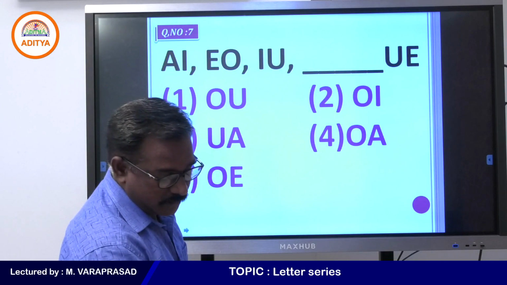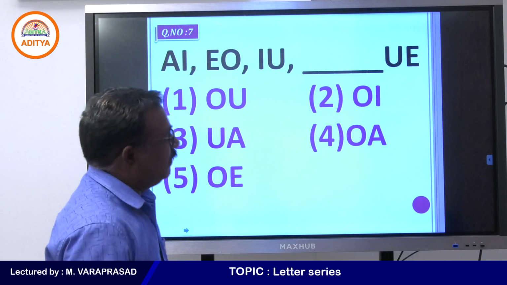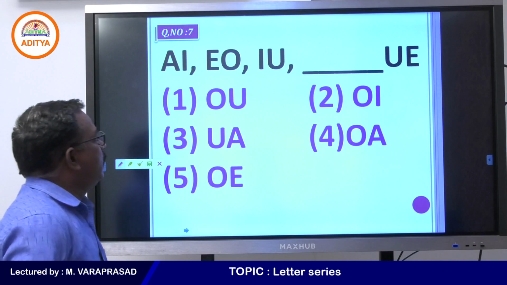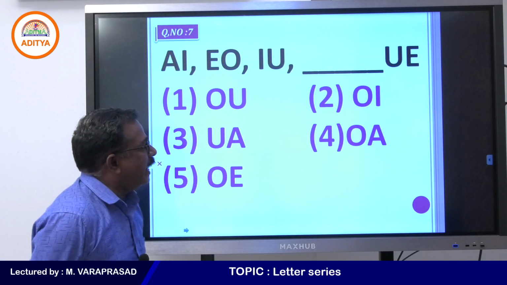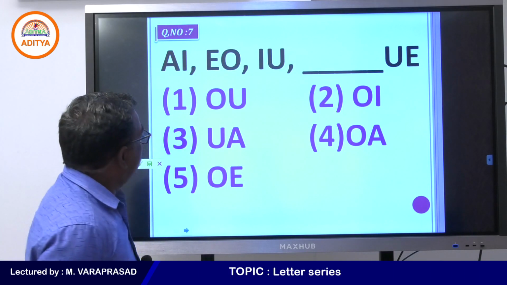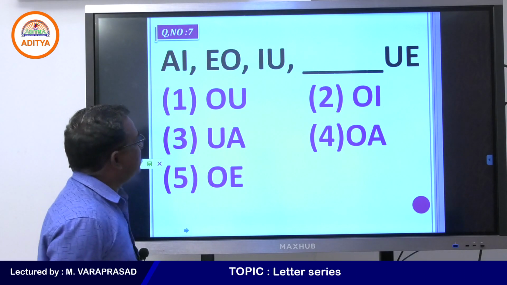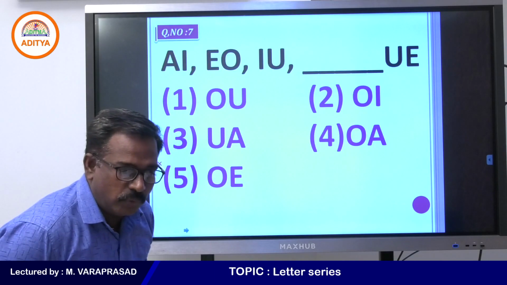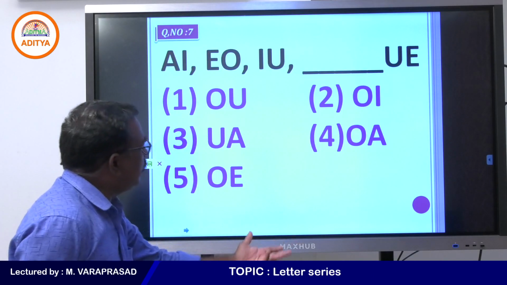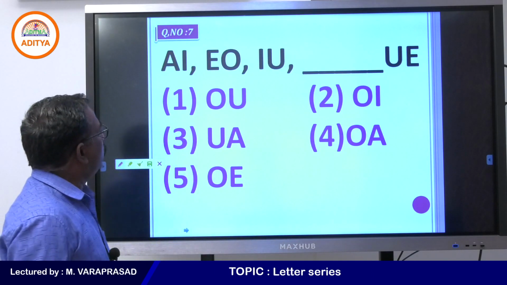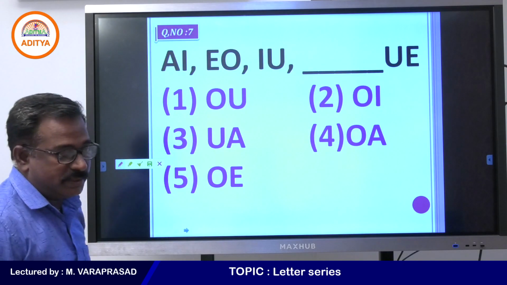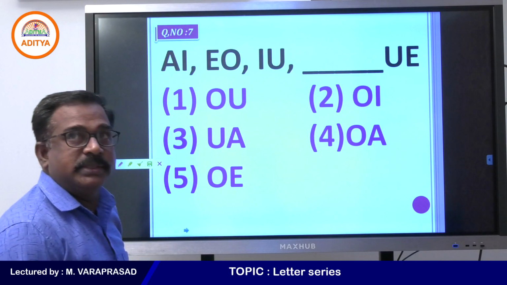Yes, let me know the answer for this question. What is given there, you see? AI, EO, IU, dash and UE. By saying that every letter in the series is a vowel only. So it is a very easy one. What answer will you get?